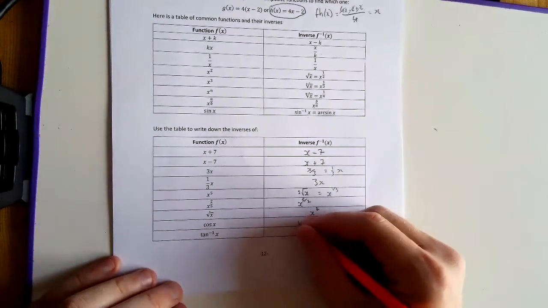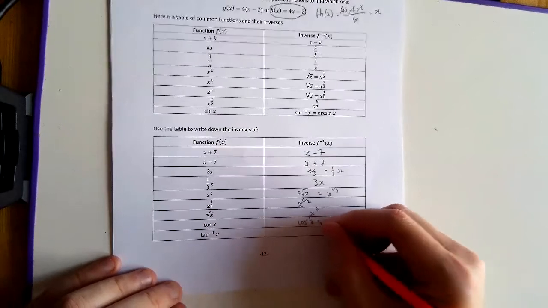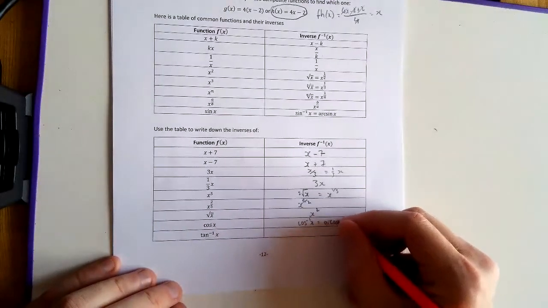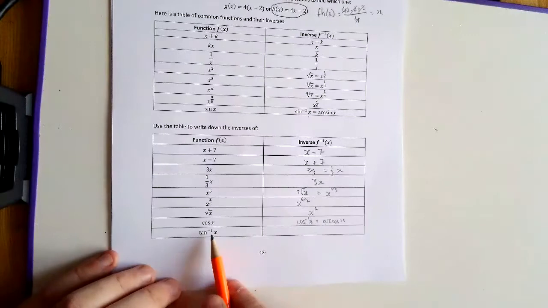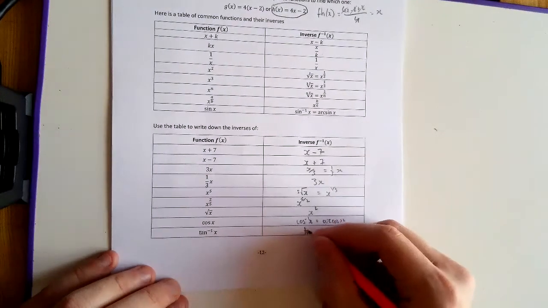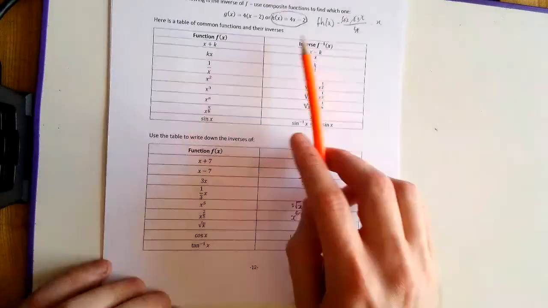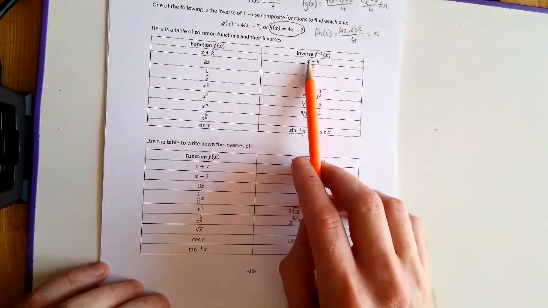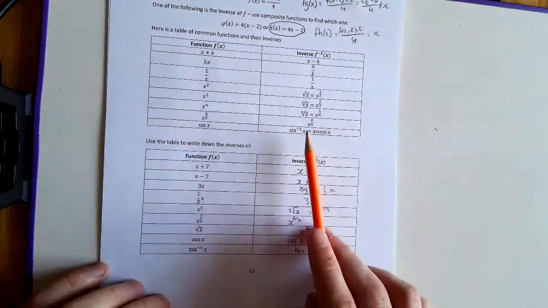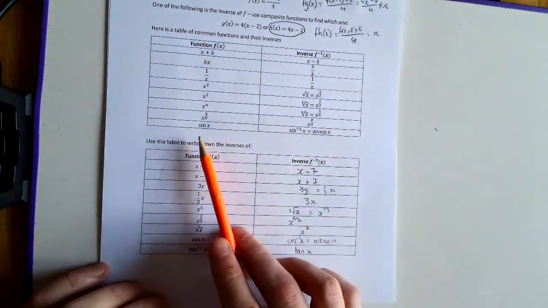Cos x, the inverse is cos minus 1 x, or I can write that as arc cos x. And tan minus 1 x, the inverse is just tan x. So yeah, the inverse can go backwards as well. So the inverse of x minus k is x plus k. The inverse of sine minus 1 is sine.